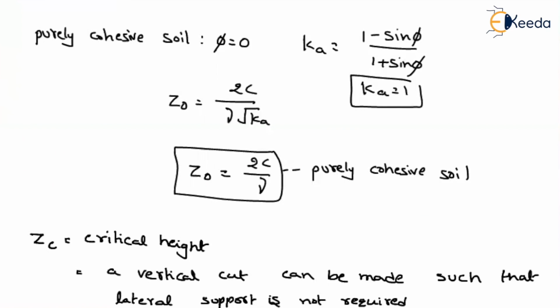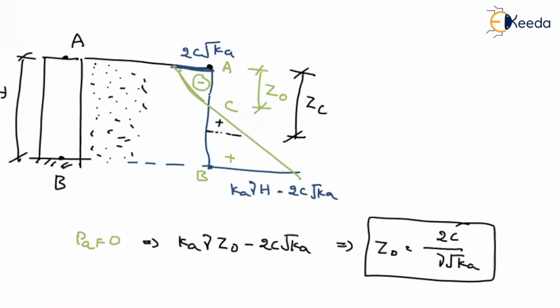That means if you observe in the diagram, from here to here it is tensile in nature. From here to this point it is in compressive nature. As tensile and compression are balanced, there will not be any support required. That means even if you make a cut here, even if you remove the soil in this portion up to this critical depth, this soil can remain in a stable condition. Why? Because these tensile and compressive stresses will be balanced and external support is not required. So that is what the critical height is. Critical height is nothing but the height up to which lateral support is not required.